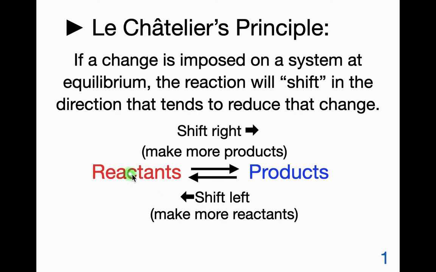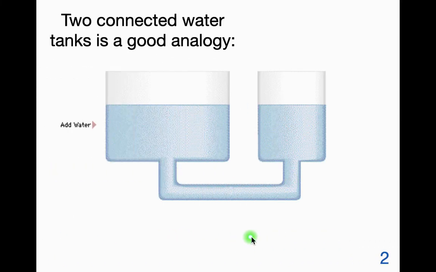So this is going to be a case where the reaction is at equilibrium, but we can impose changes on the equilibrium to cause the reaction to shift in one direction or the other. So it's kind of messing with an equilibrium system. Two connected water tanks is a good analogy for this.